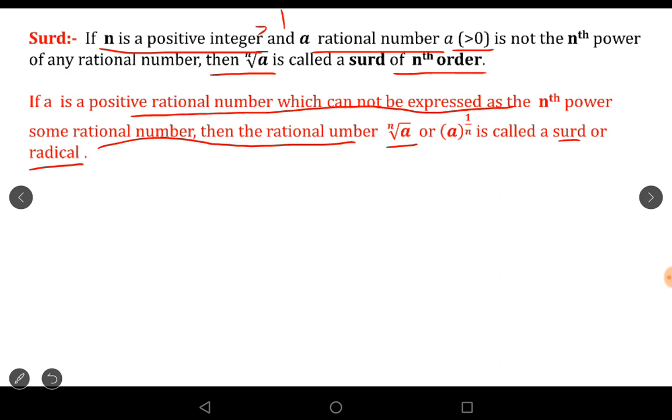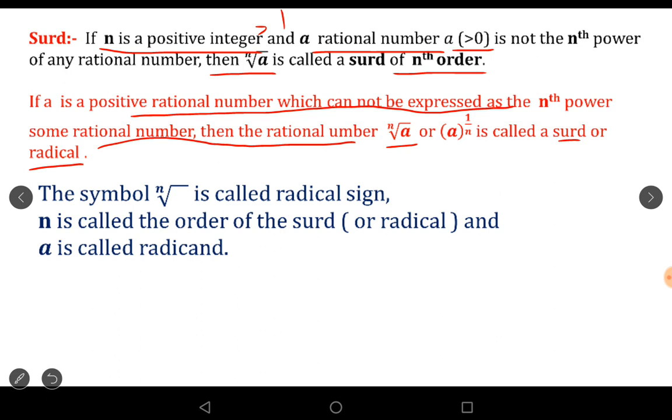Okay. So the nth root of a is called a surd. Here the nth root sign is the symbol of the surd. Here n is called the order of the radical. n is called the order of the surd. a is called the radicand. a is called the radicand.